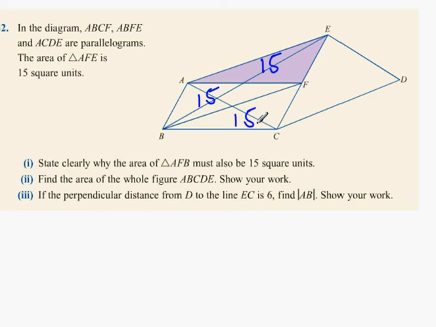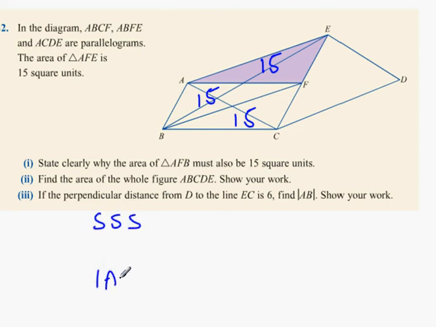Now, the tricky part is when I'm trying to figure out what the rest of it is. So, state clearly why AFB must be 15 square units. What do we state clearly? AEF and the triangle ABF are the same size. They are congruent triangles because they are both part of the same parallelogram. You could go through the whole SSS process if you want.